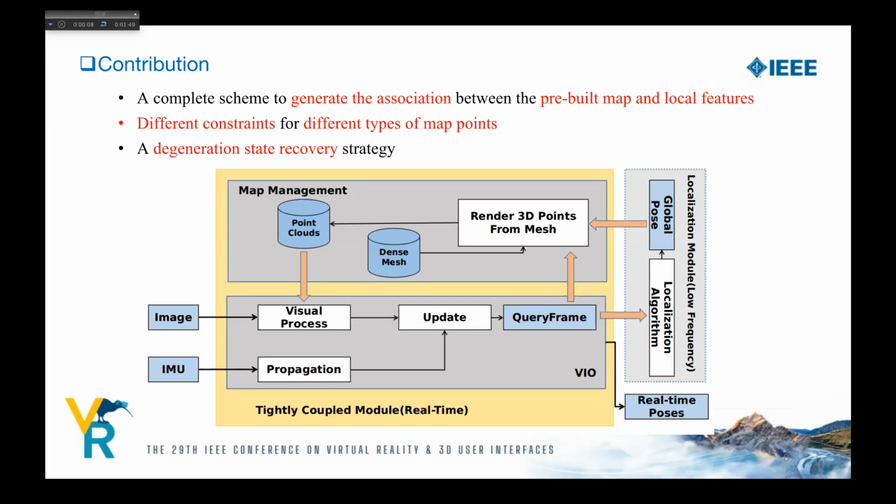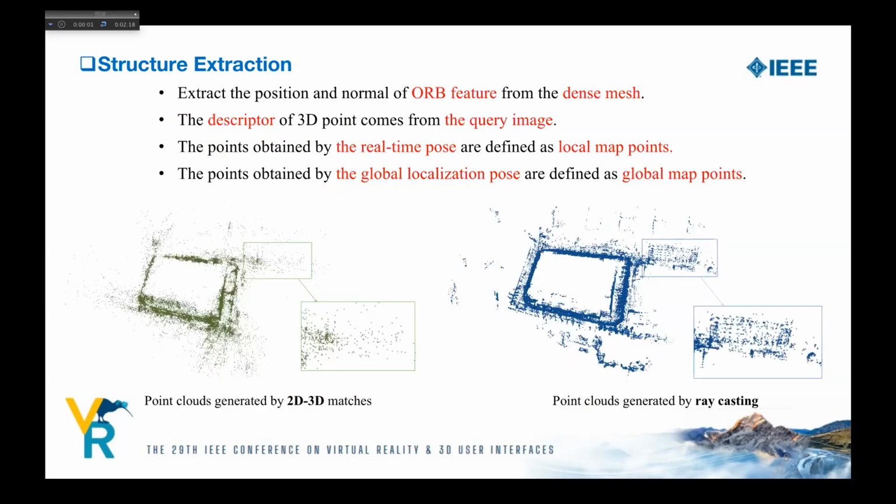We propose a novel monocular visual-inertial odometry system that utilizes low frequency global localization combined with pre-built maps. This system includes a complete scheme to generate the association between the pre-built map and the local features. We design different constraints for different types of map points. Besides, we also develop a degeneration state recovery strategy to recover the system from degeneration states.